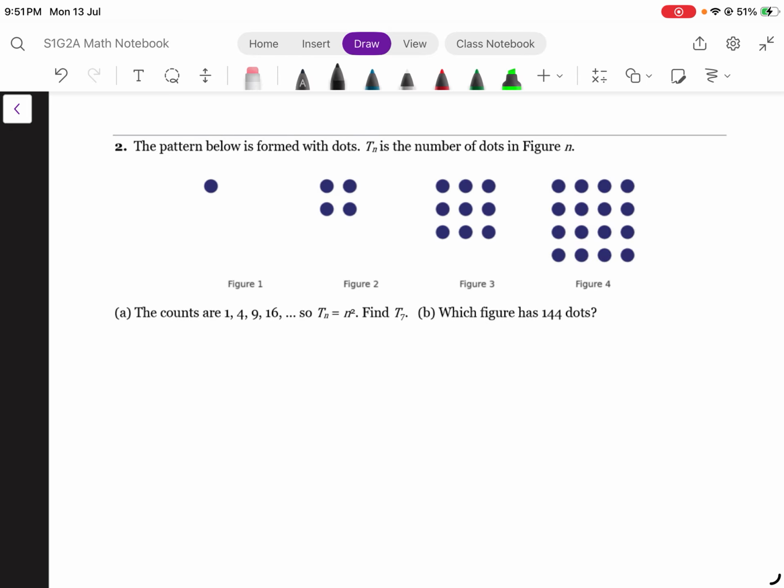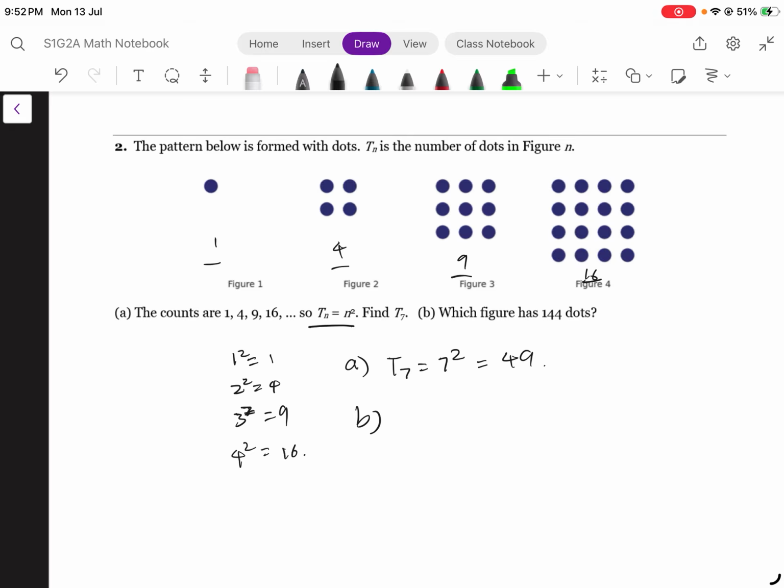Okay, so let's go through this one again. If you count the number of dots, it is 1, 4, 9, 16. So you realize there's something special. All these are 1 square, 1, 2 square, 4, 3 square, 9, 4 square, 16. So you want to find T7, right? They already told you Tn is n square. So for part A, T7 is 7 square. So it's 49.